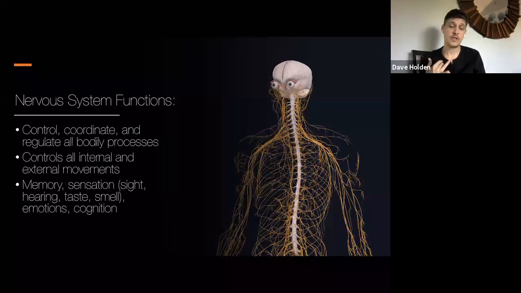So internal movements, we're thinking about things like heartbeat and peristalsis, keeping your food moving through the digestive tract, but we're also talking about the smooth muscle actions in your blood vessels and in the walls of glands, smooth muscle in the lining of a uterus during contractions. There's a lot of internal movement going on. The nervous system also functions for memory, sensation, all of your senses, sight, hearing, smell, emotions, and cognition.